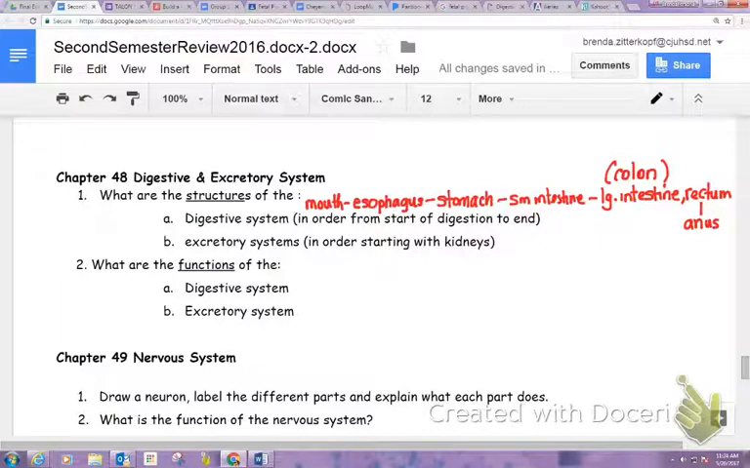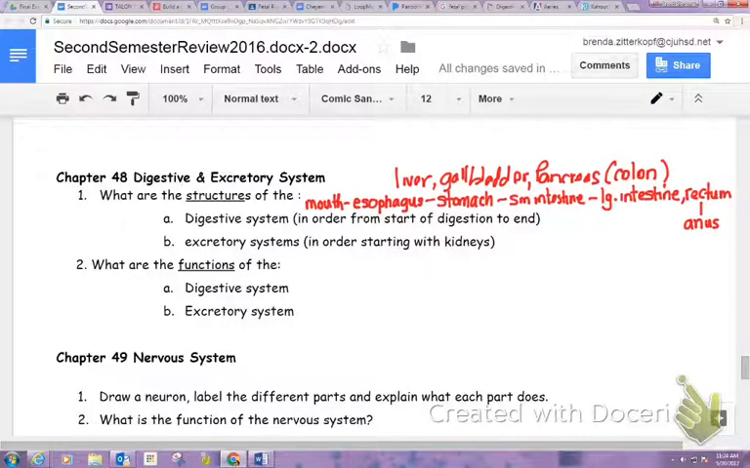Okay, so what I've written for you are called true digestive organs because the food actually passes through them. You have accessory digestive organs like the liver, gallbladder, and the pancreas, which help in digestion, but the food doesn't actually go through them.